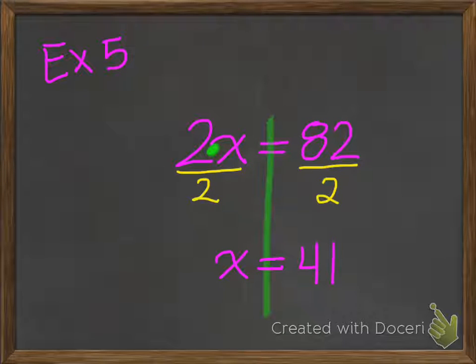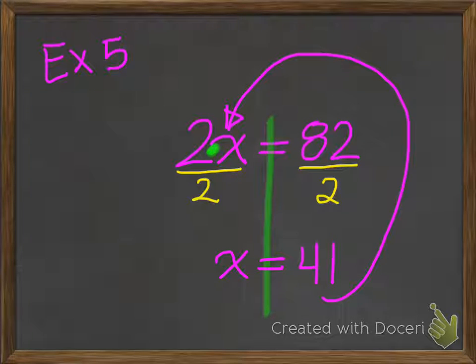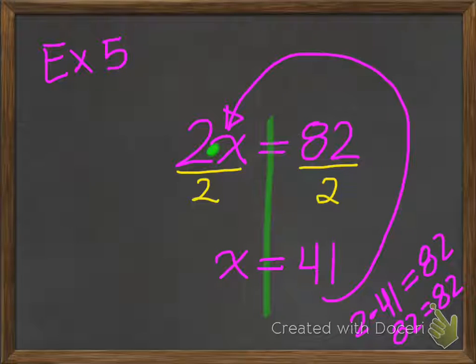Now, if I'm not sure I did any problem with solving equations right, what I can do is check my answer. I can take 41 and plug it back into the original equation and see if it works. So, does 2 times 41 make 82? Well, yes. 2 times 41 is 82, and 82 makes 82. So yes, that checks out.